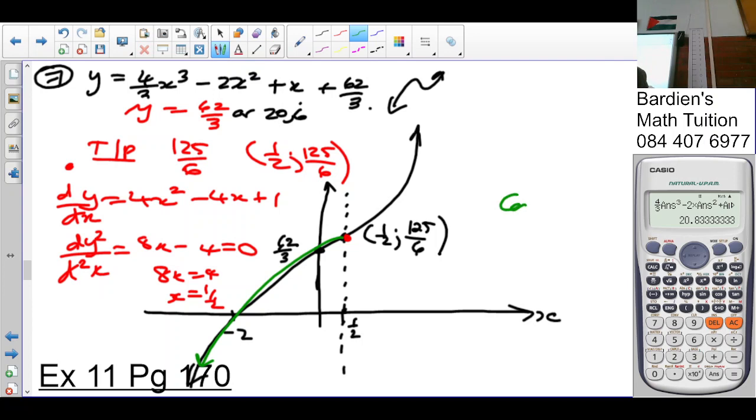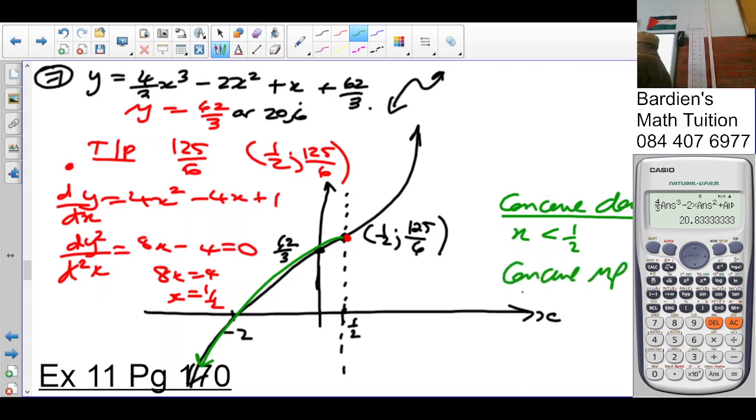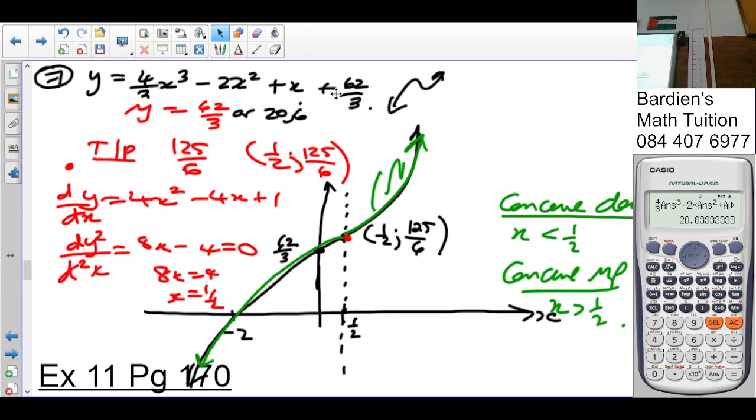So if they ask you to say where the graph is concave down, it's concave down for x's less than or. Not so. Where's the graph concave up? So this part of the graph here, not so, that side. So this is x is more than or. Okay? Next.